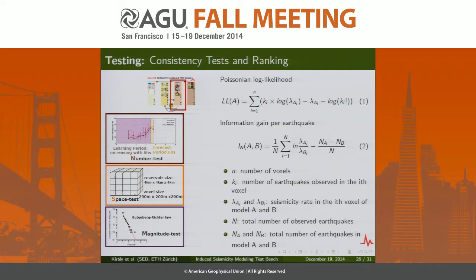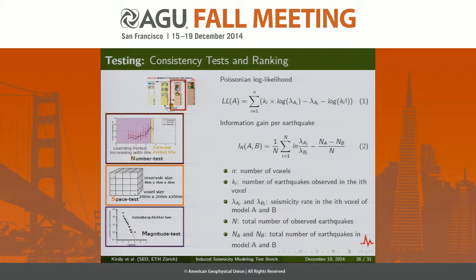distribution of the models. In terms of magnitude, we are interested in whether the forecast earthquakes follow the Gutenberg-Richter law. I won't talk about this part in this presentation. I will focus on the number and the space test.